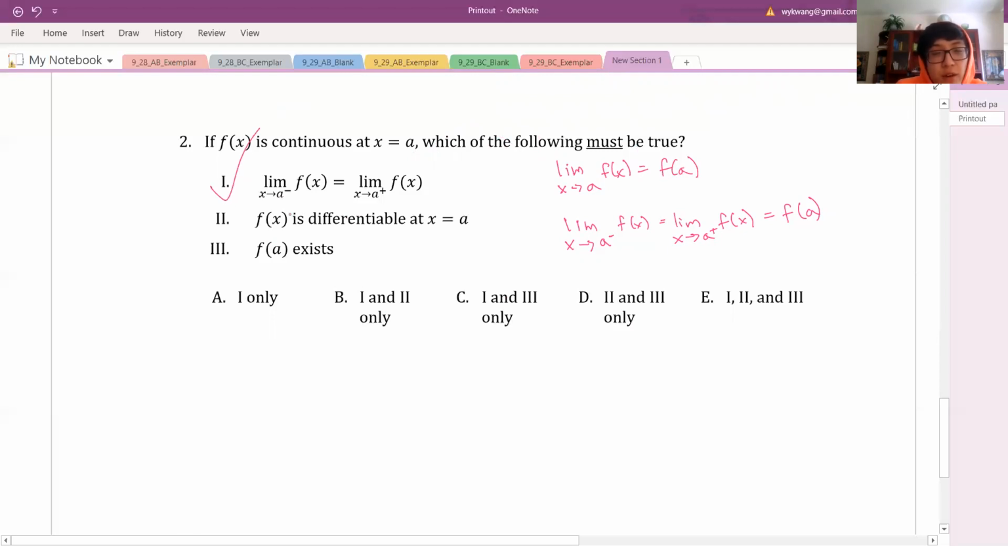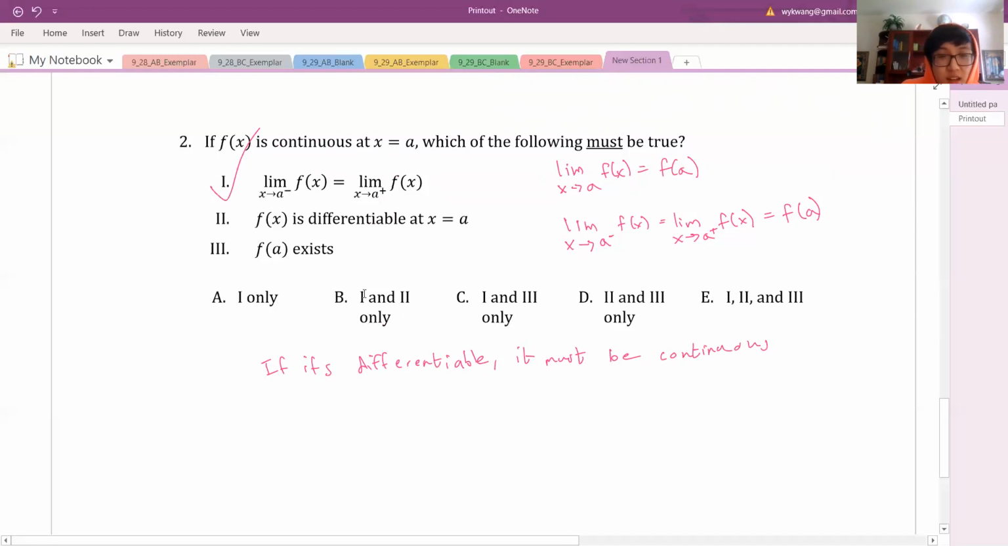Now, f of x is differentiable at a. Well, we're talking about continuous, right? We said that if a function is differentiable, it must be continuous, right? That's what we said for differentiability. But here we're saying if it's continuous, does it have to be differentiable? And that's not true, right? So if it's a differentiable function, it has to be continuous, right?